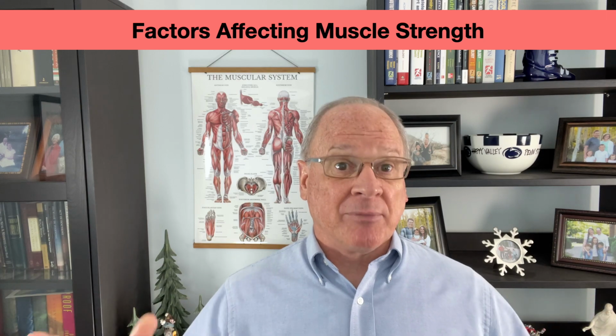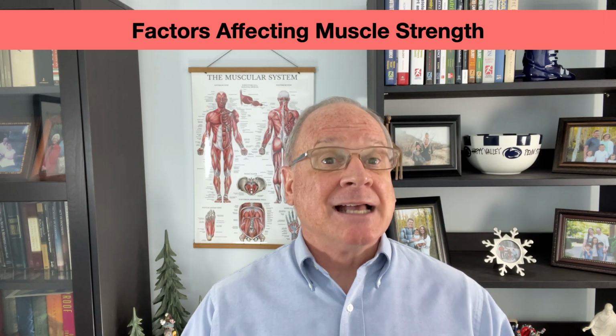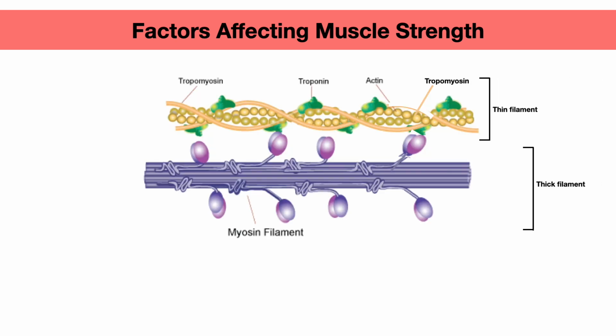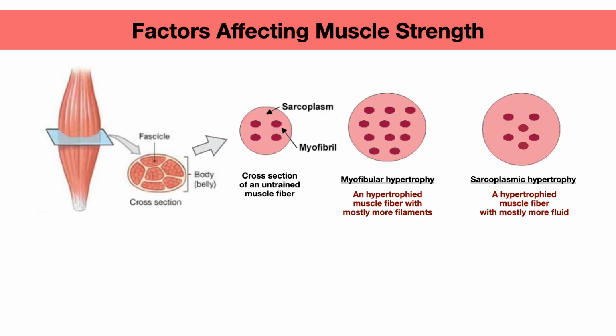Now, let's zoom out from the inner workings of the muscle and look at other factors that influence muscle strength. As I mentioned at the beginning, muscle size is one of those factors. This is because large muscles have more thick and thin filaments. This means that there are more myosin heads attached to more actin, and that's where muscle force is generated. But the muscle hypertrophy that comes from strength training doesn't just mean that there's more thick and thin filaments or more myosin and actin, but there's more sarcoplasm or fluid inside the muscle, which doesn't contribute to muscle strength.